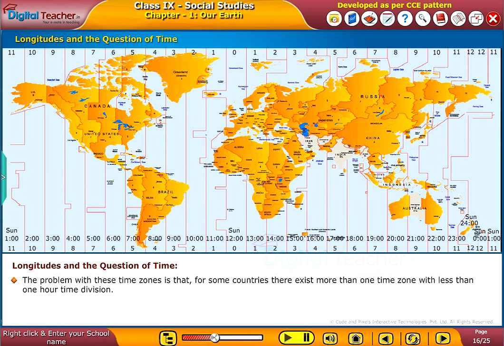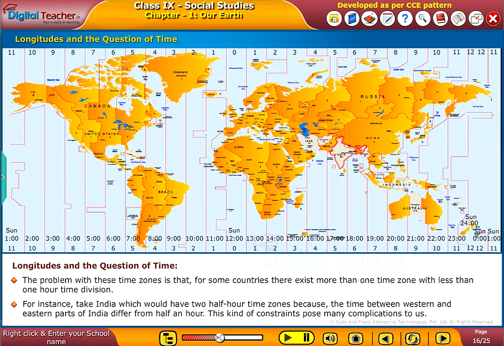The problem with these time zones is that for some countries there exists more than one time zone with less than 1 hour time division. For instance, take India, which would have 2 half-hour time zones because the time between western and eastern parts of India differ by half an hour. This kind of constraint poses many complications to us.